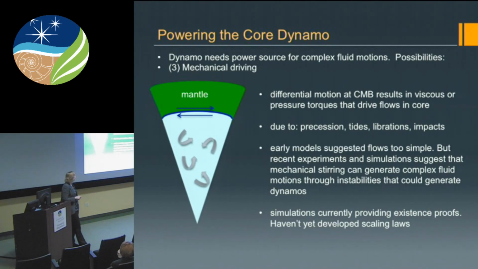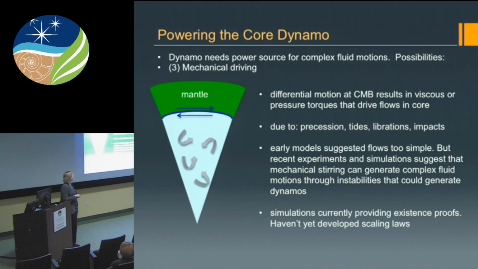And these motions that were initially found were too simple. However, recent experiments and simulations have found that there are instabilities that could develop along these very simple flows that do have the right sort of complexity that you need in order to generate a dynamo. So it's become more in vogue recently to start considering this mechanism because we realize that you could actually get fairly complex fluid motions from these very simple driving forces. However, this field is still sort of in its infancy.